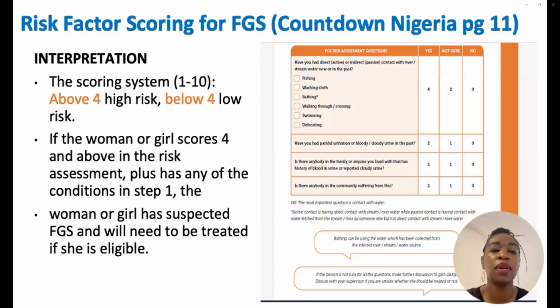So if the woman or the girl scores 4 and above, it means using the risk assessment, they are likely to have FGS. So how do you proceed from there? We said there's a risk scoring for the risk assessment. Then you also tie it up with your symptoms. Do they have any signs and symptoms of FGS? Okay, and then from there you will be able to triage and go to the next step. Do they have some of the complications, and what will you do in your visual examination to be able to get to the diagnosis?